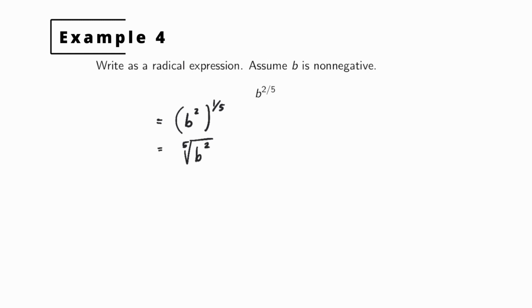Or if we wanted to, we could do like we did in the last problem. Instead of writing it as b squared to the 1/5, b to the 2/5 power could also be written as b to the 1/5, squared. And so we could have written that as the fifth root of b, squared. And that's it. That's how we convert between radical expressions and exponential expressions.